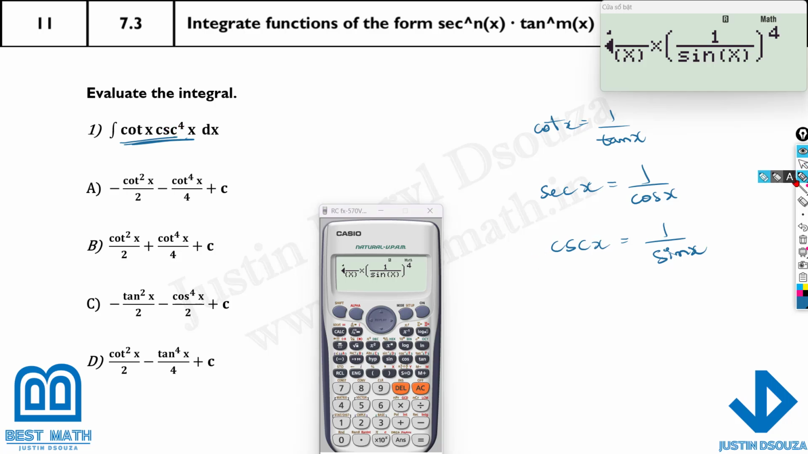Now cosecant to the power 4 means we are raising this to the power 4, isn't it? That'll be 1 by sine power 4, that's it. You can just write down power 4 because 1 raised to power 4 is 1 itself. But this is absolutely fine.